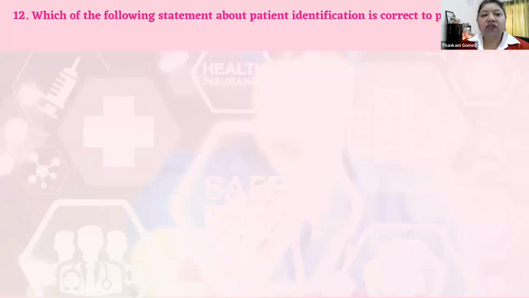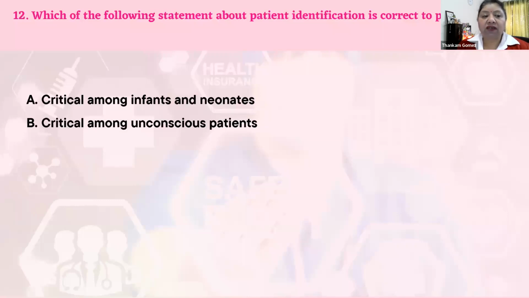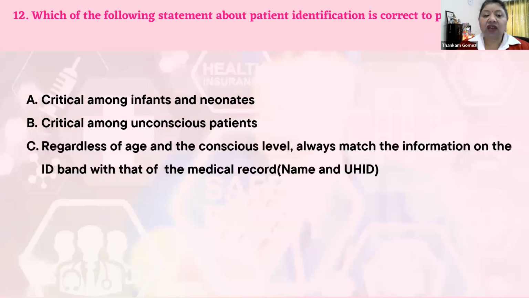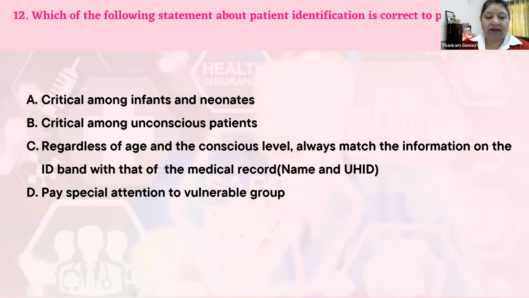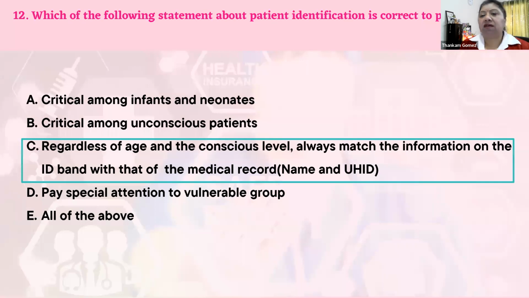Which of the following statement about patient identification is correct to prevent harm? Critical among infants and neonates, critical among unconscious patients, regardless of age and conscious level, always match the information on the ID band with that of the medical record. Two identifiers. Pay special attention to vulnerable group. So what will be the best answer here? Is very simple, very basic. All of the above?